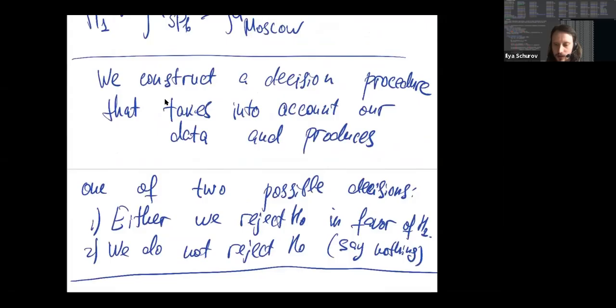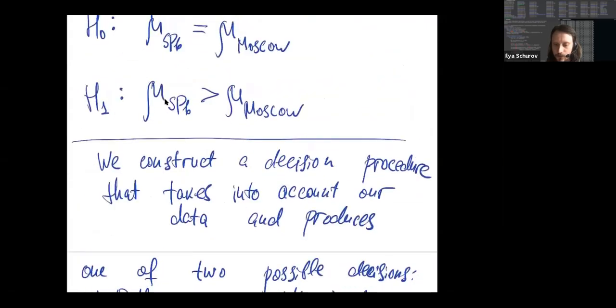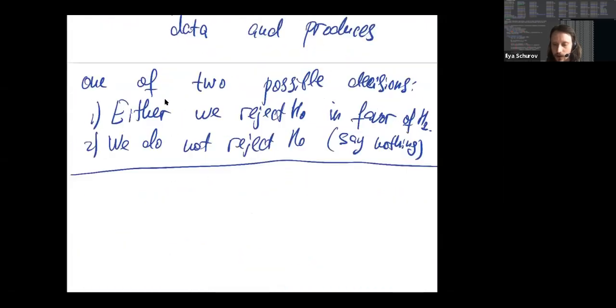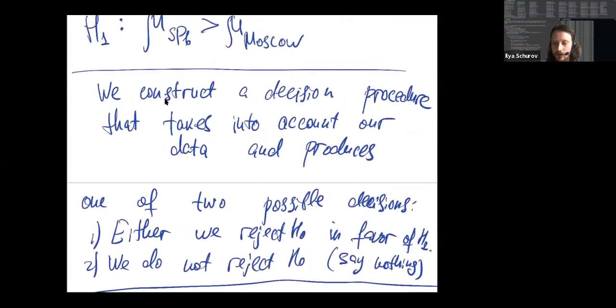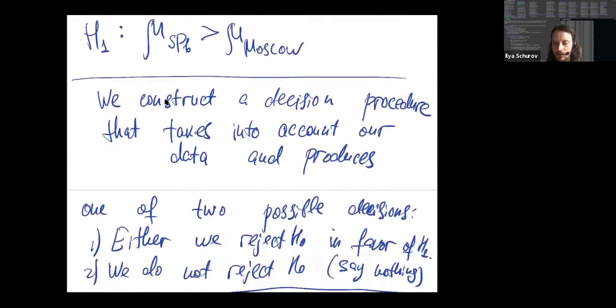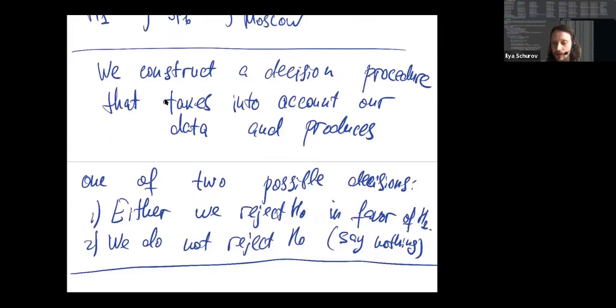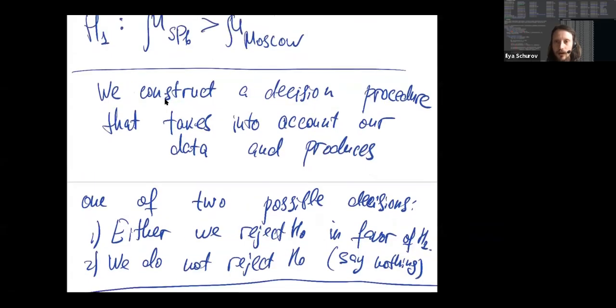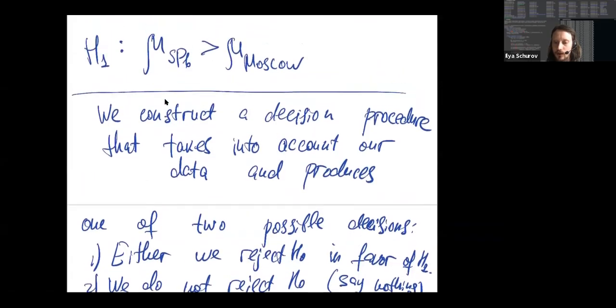So this is what we have. And now let me describe briefly how we would test this hypothesis, how we will construct this decision procedure. Are there any questions so far?